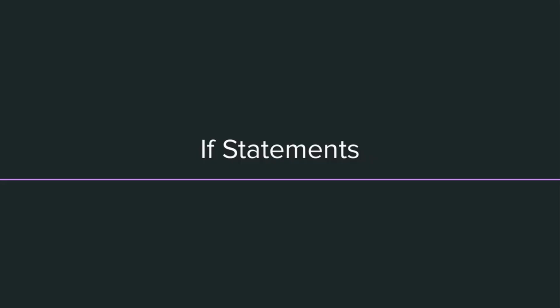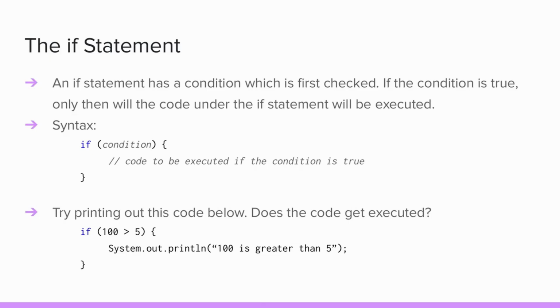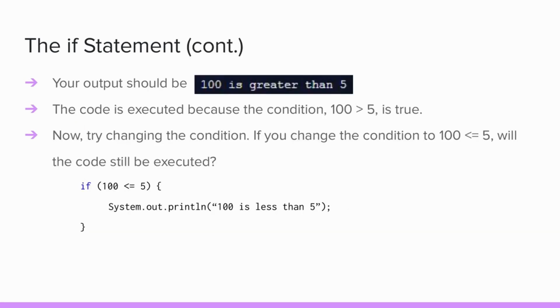Now, let's move on to what an if statement is and how we write them in Java. If statements always have conditions, which are first checked. If the condition is true, only then will the code under the if statement be executed. In Replit, try copying and running the code below. The print statement should run, since the statement 100 is greater than 5 is true.